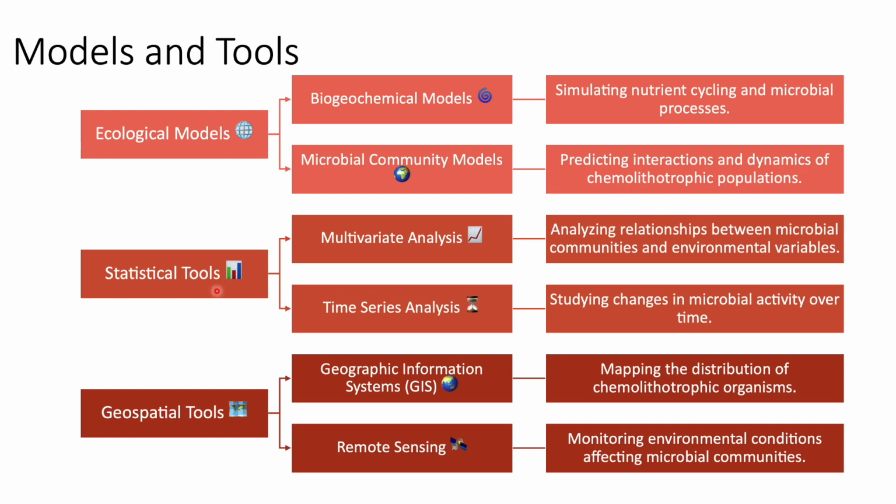What are the different statistical tools we can apply? One is the multivariate analysis, another one is the time series analysis. So the time series analysis helps in the understanding of microbial activity over a period of time. And the geospatial tools include GIS, that is Geographic Information Systems, and remote sensing. Both of them can be used for mapping and the distribution or monitoring of the environmental changes that are happening in the Arctic region.